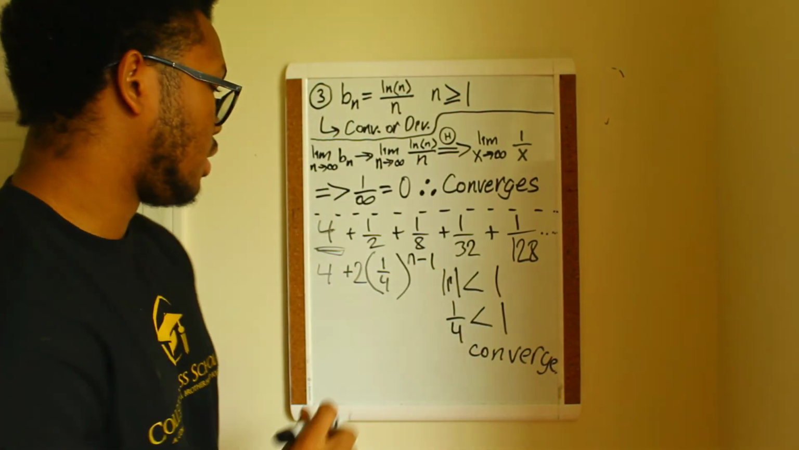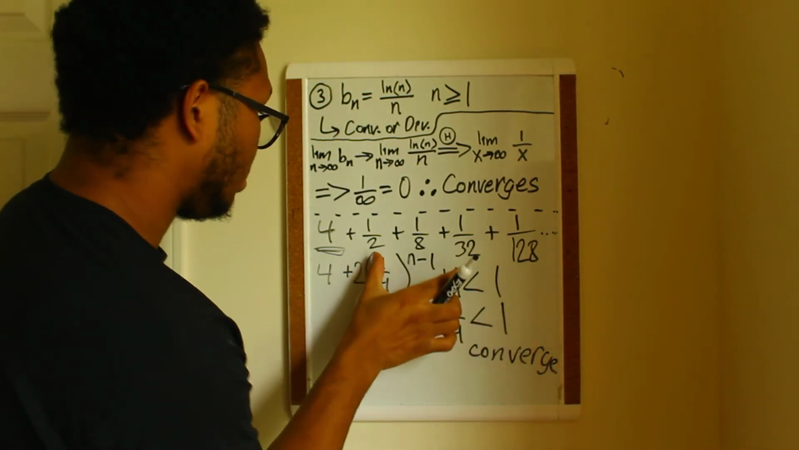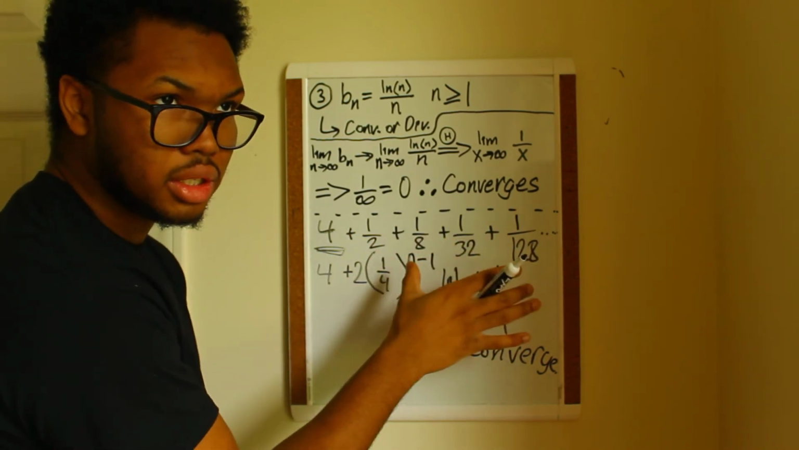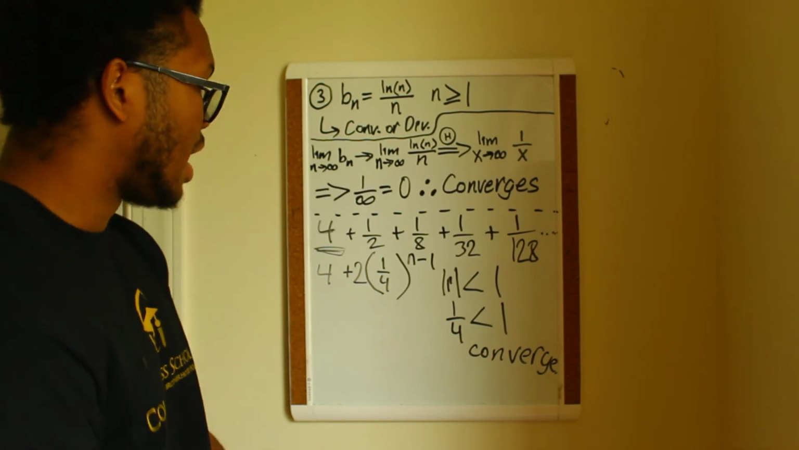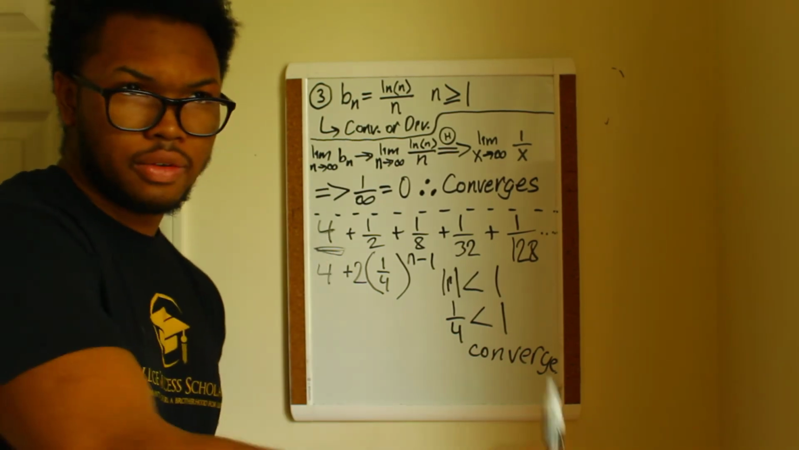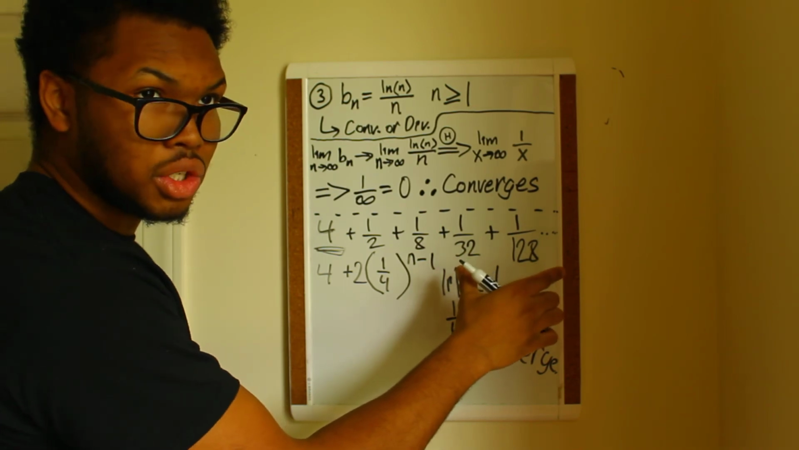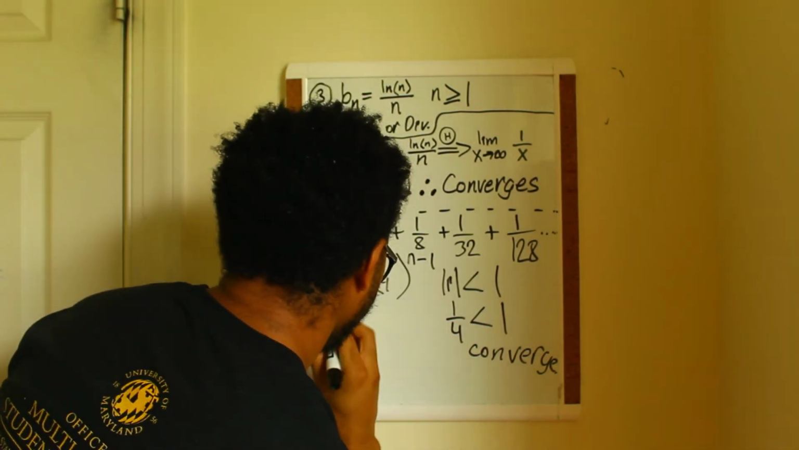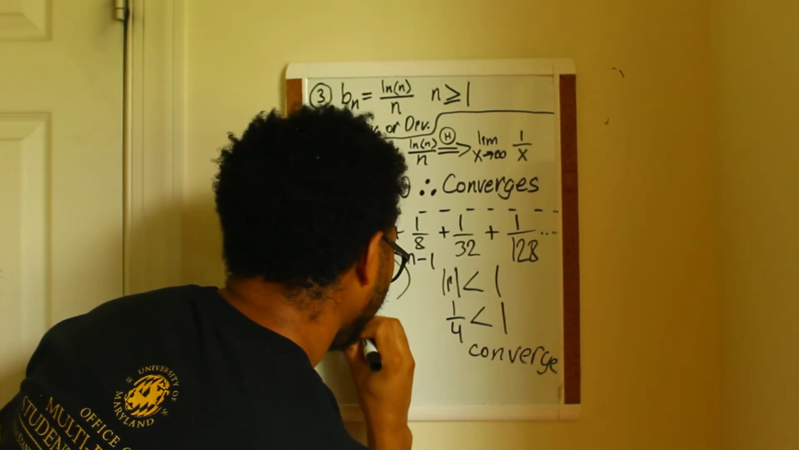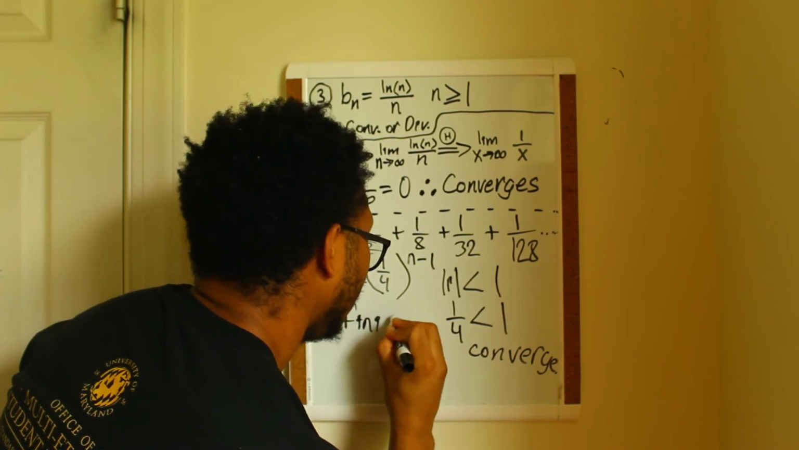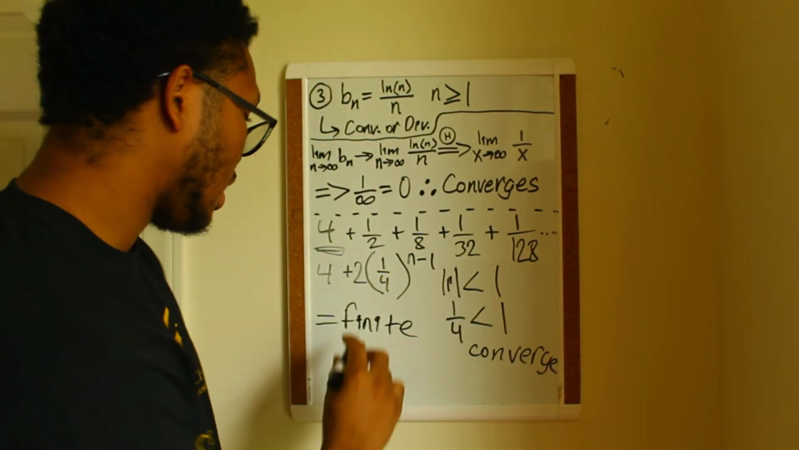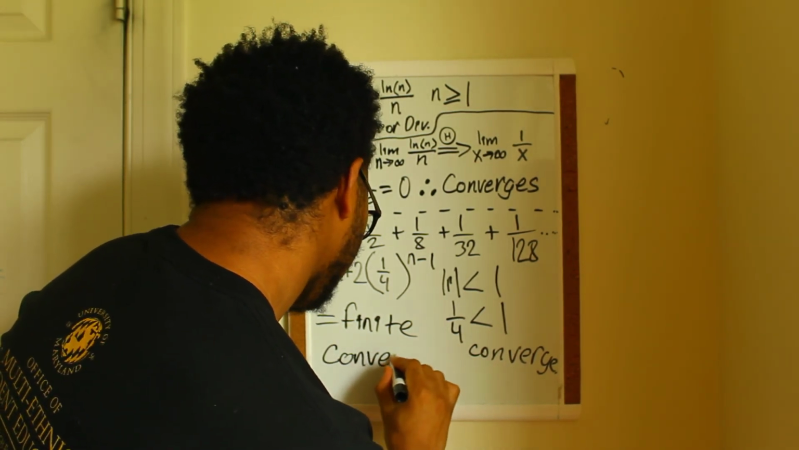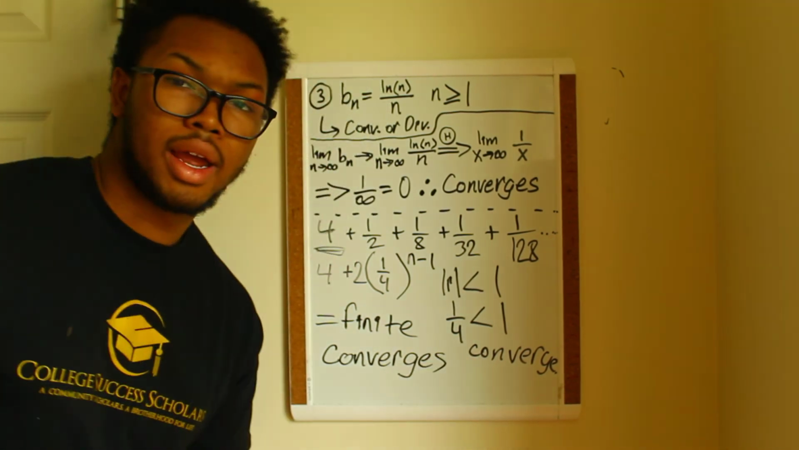Boom, right? And if this part of the series converges to a finite number, then what we know is that if we add 4, which is another finite number, to whatever this converges to, a finite number plus a finite number is going to equal a finite number. So I'm just going to say equals finite, because we don't actually have to find the sum of the series, right? So then we can say that this entire series actually converges.